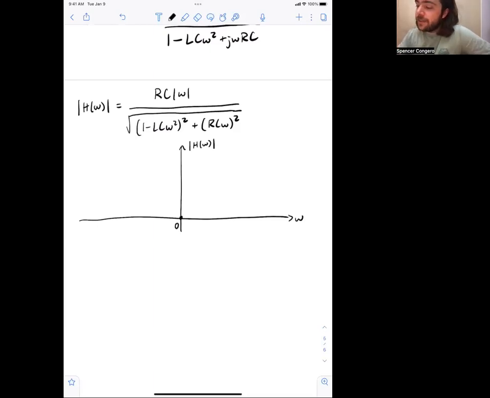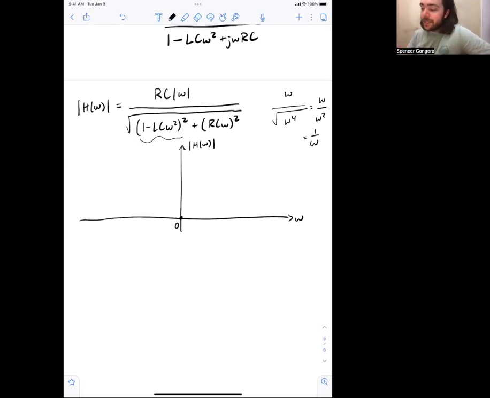And then when omega is really large, let's say really large and positive, on the top I'm going to get something that looks sort of like omega. And on the bottom, I'm going to get something that looks sort of like the square root of what? Well, if omega is really large, here's an omega to the 4th, here's an omega squared. This term is going to dominate. So I'm going to get like the square root of omega to the 4th, which is just omega squared. So I just get 1 over omega.